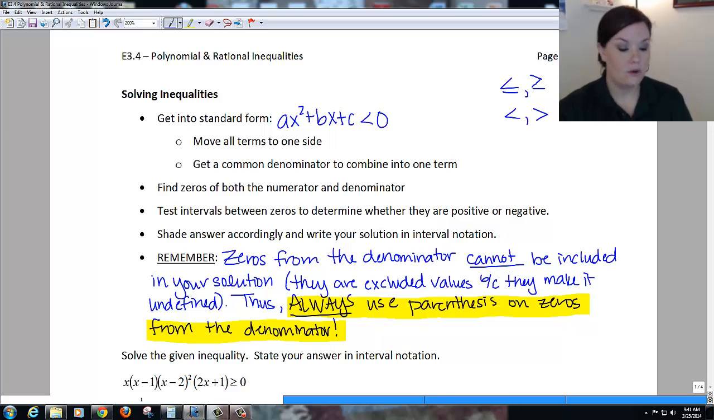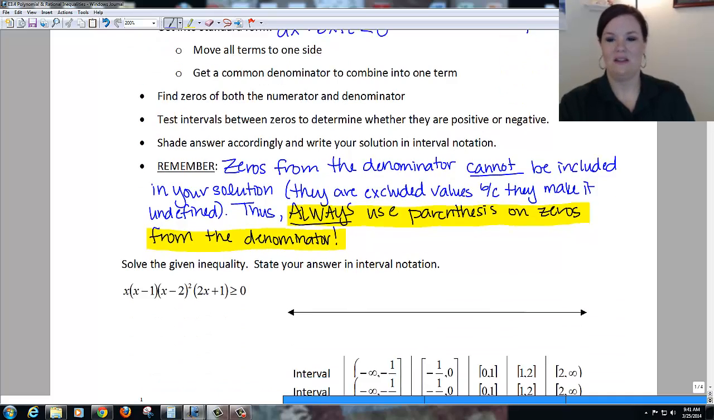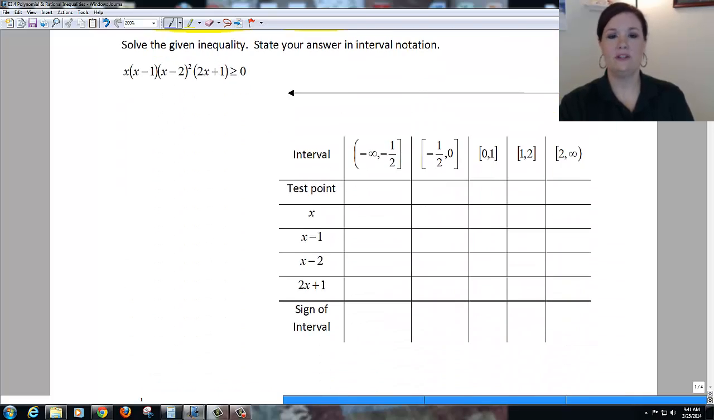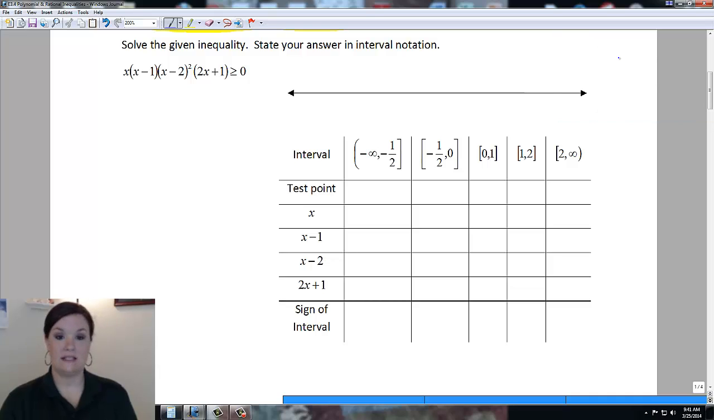Okay? Okay, so let's go ahead and look at one. This first one, we do not have a denominator, which is good. Okay, we just have a nice polynomial inequality. And notice for this one, it's actually nice because it's already factored for us. So if it's already factored for us, all we have to do is find the zeros. Okay, so I'm going to go ahead and just say this one is already factored.